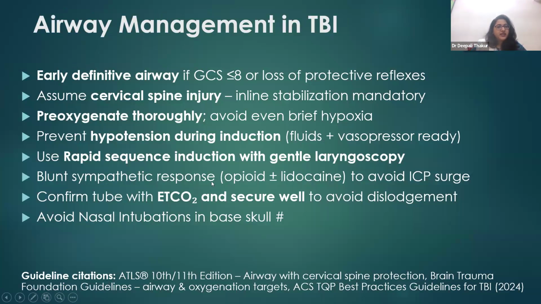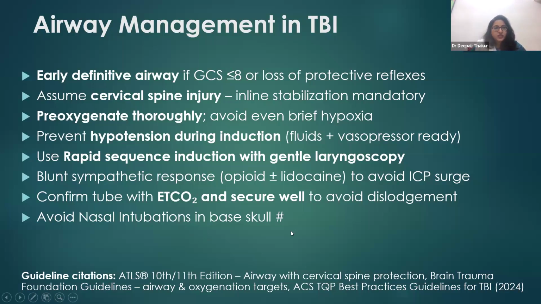Blunting the sympathetic response many a times may not be possible, but if the patient is having a hypertensive response, even in the trauma resuscitation room, you may consider giving some opioids like fentanyl or lidocaine. Confirming the endotracheal tube with EtCO2 is a must, and securing it is also very important, because after you secure the tube, the patient may be wheeled into CT or MRI, which is completely out of your area. So accidental extubations, endobronchial intubations, all sorts of problems we have witnessed.